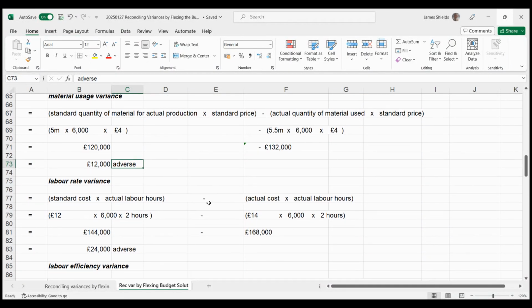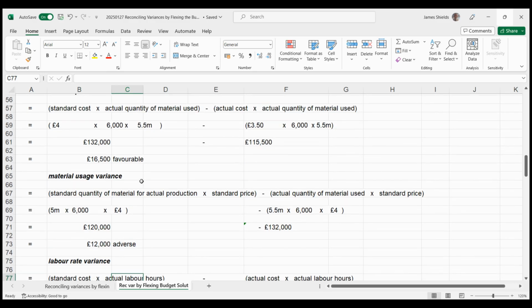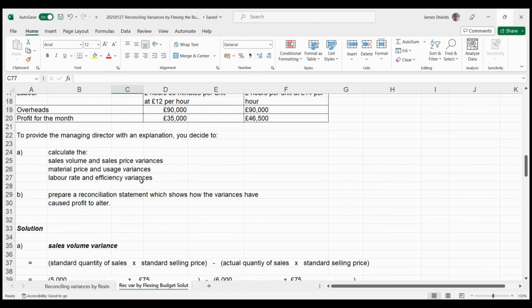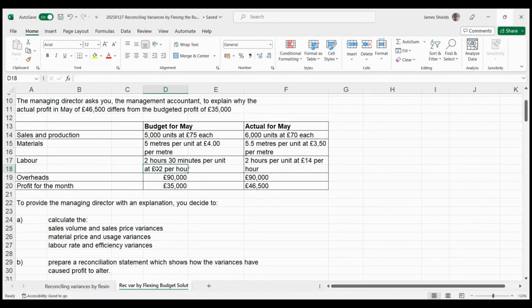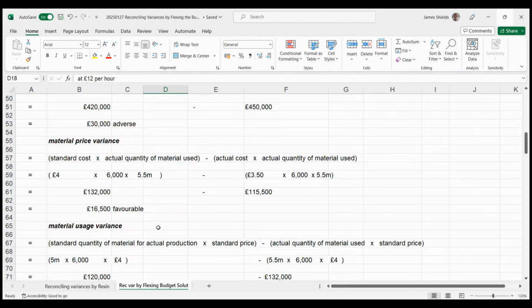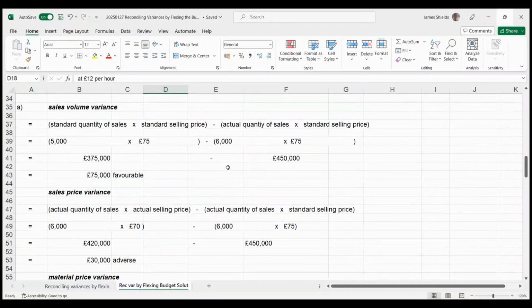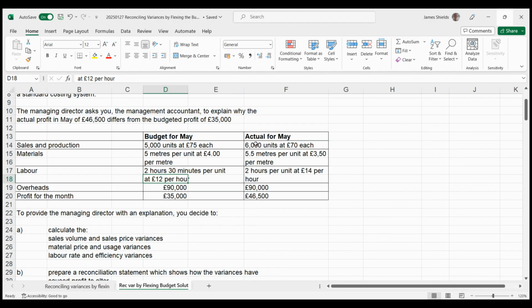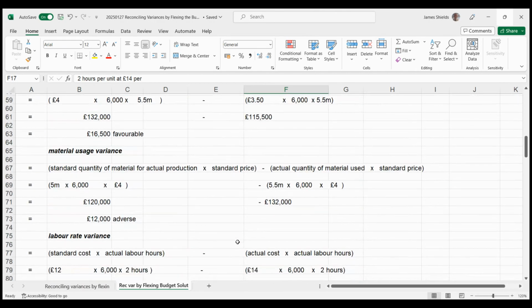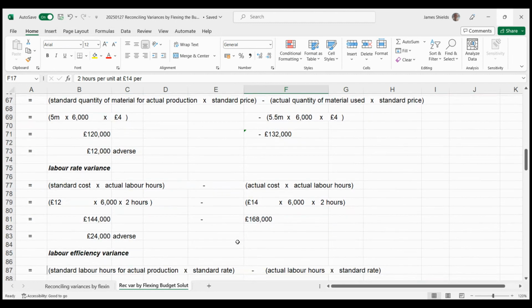Right, labour rate variance. So it's the standard cost of labour times the actual labour hours. So the standard cost, back to the question, is £12 per hour. And the actual hours were 6,000 units times 2 hours per unit. So times 6,000 times 2 hours per unit. And the 12 times 6,000 times 2 hours gives us £144,000.